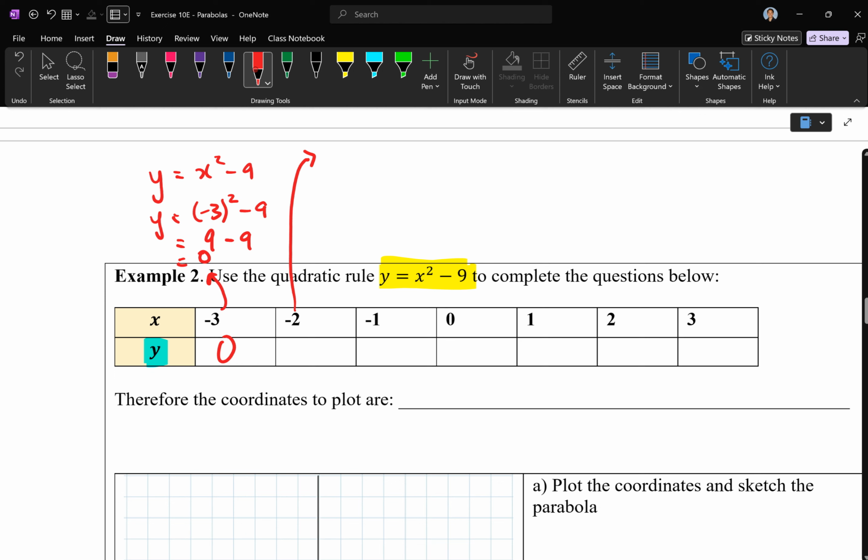If x was negative 2, then the y coordinate will equal to, according to the rule, you're going to square negative 2, and then you're going to minus 9. What's negative 2 times negative 2, Jack?